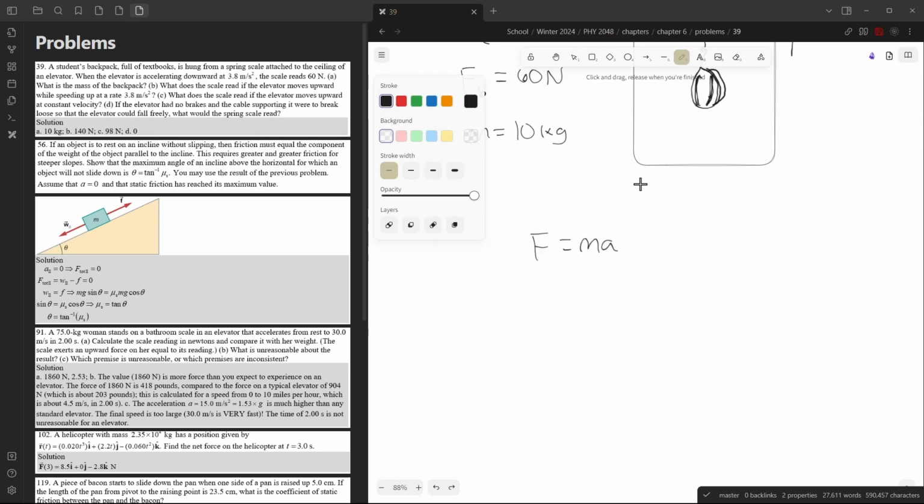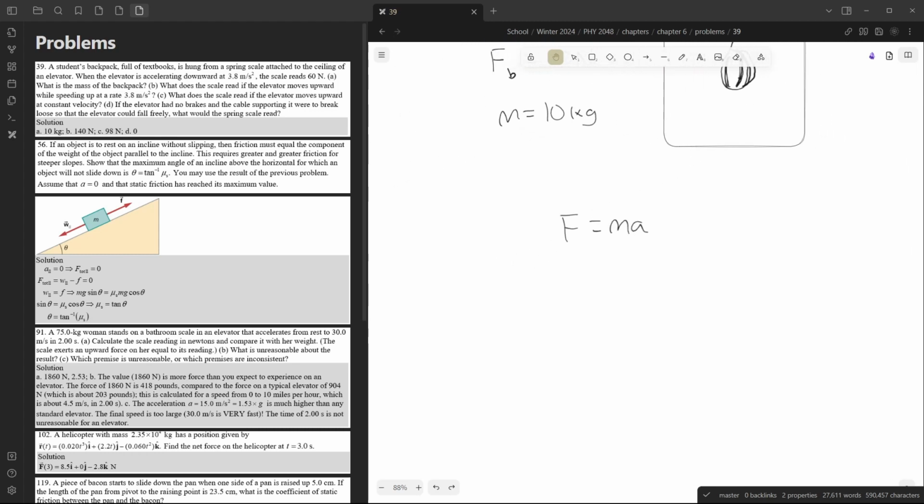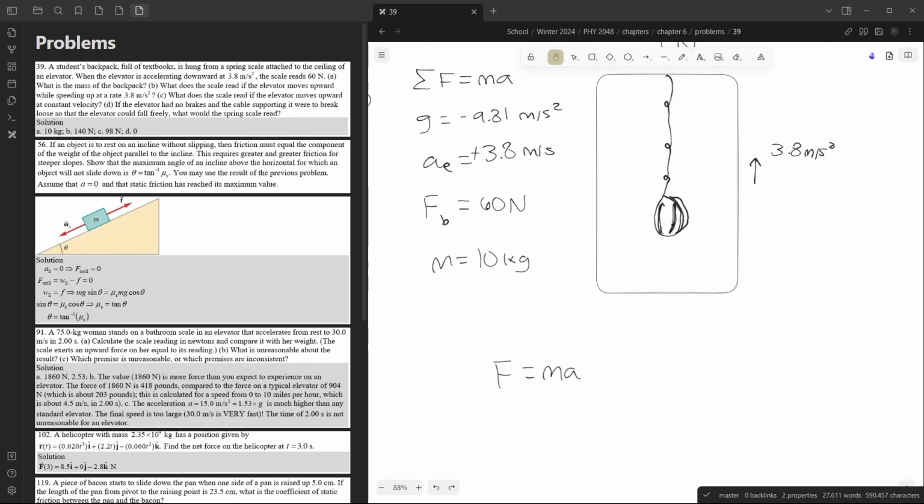Chapter 6 is probably the easiest chapter, I would say. Either chapter 6 or chapter 5. Probably chapter 5. Because there's these inclines that really confuse me sometimes.